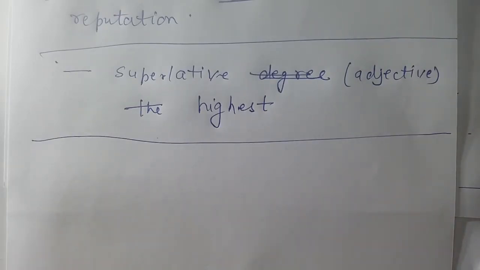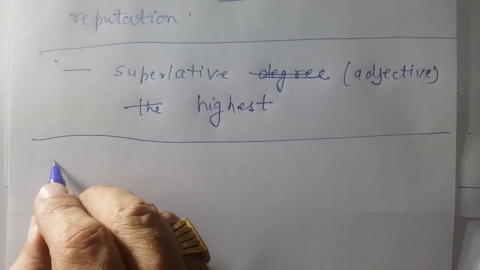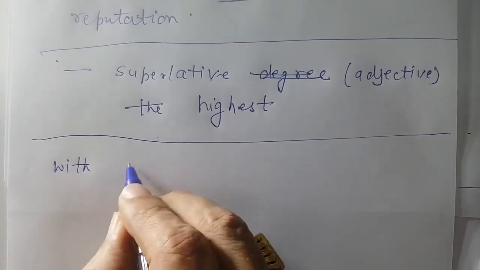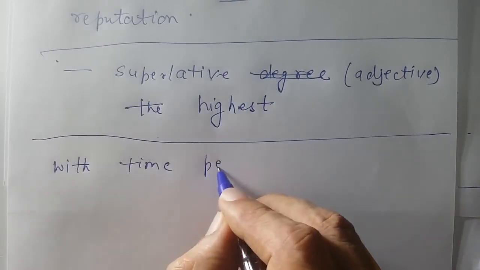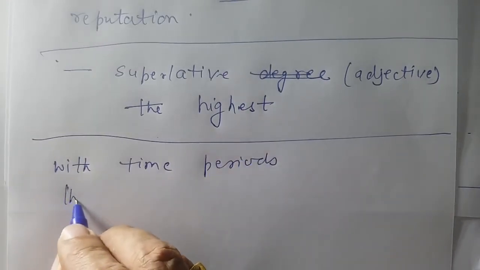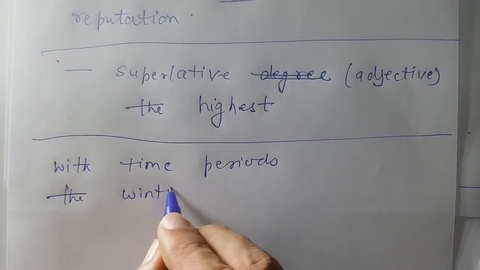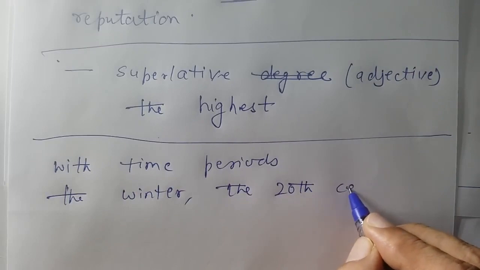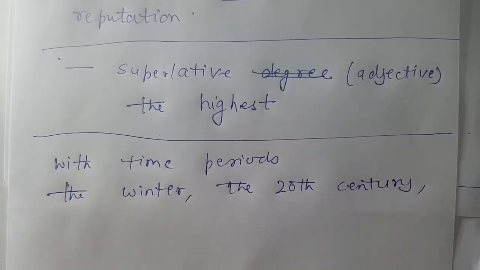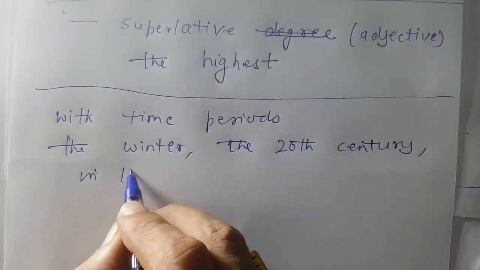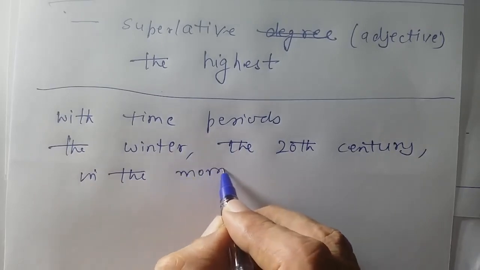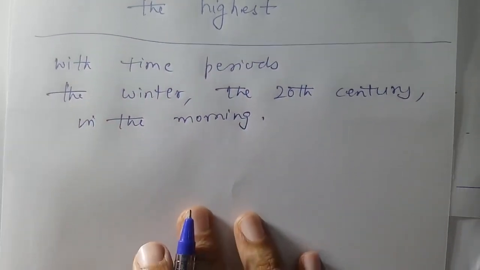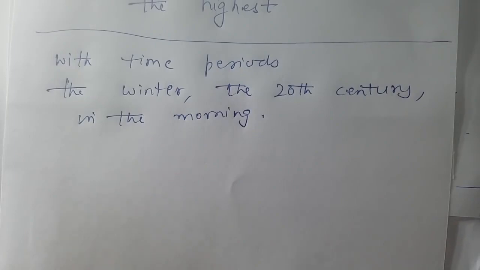Now you will say, what is not most important? Everything is important in IELTS because it's an English test, my dear. With time periods: winter, century, or I can say, if you remember in the previous example, I used in the weekend. Check the previous example. You know the meaning of this one.